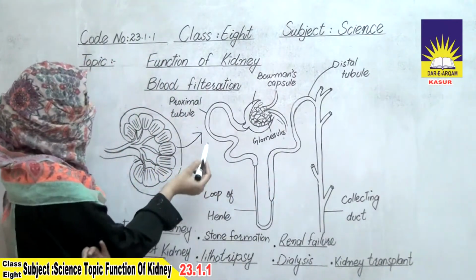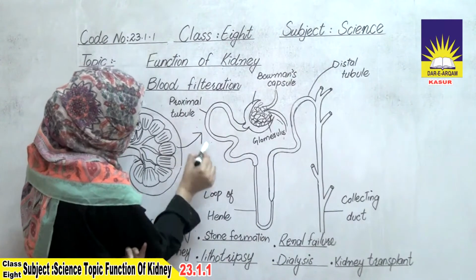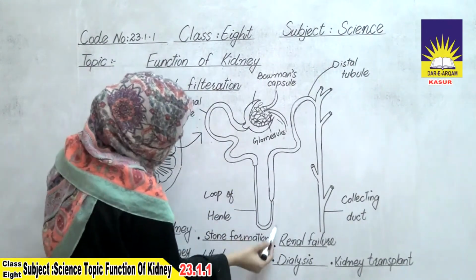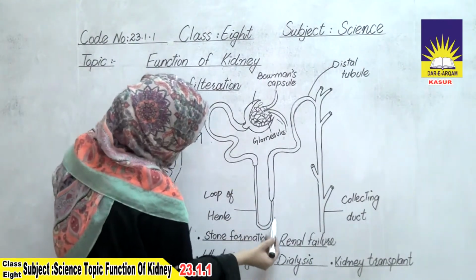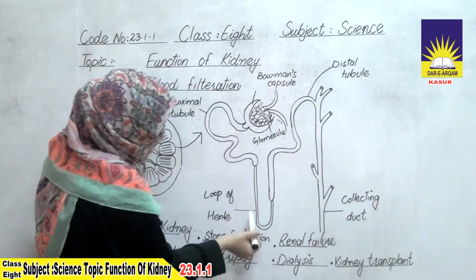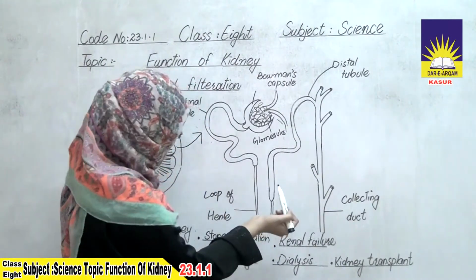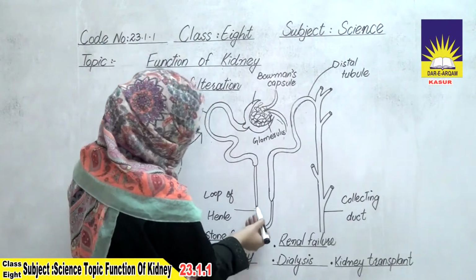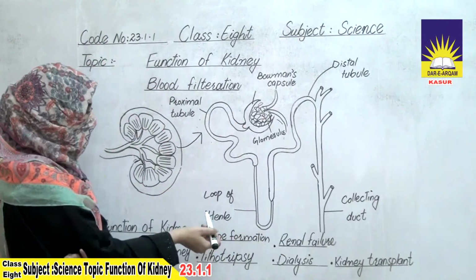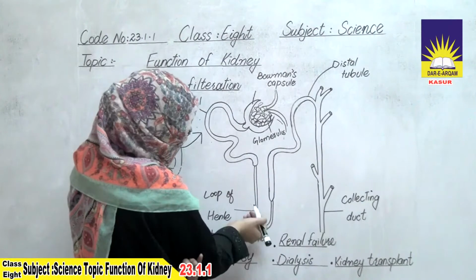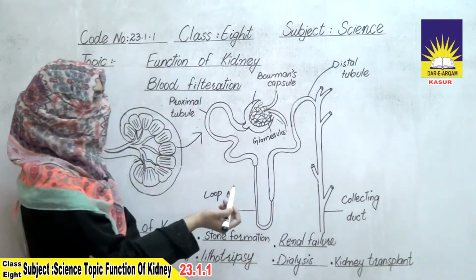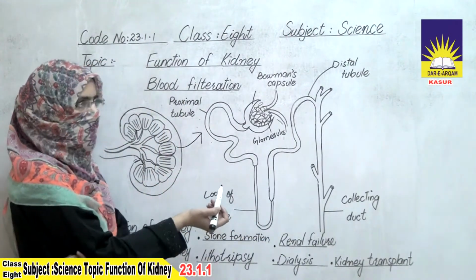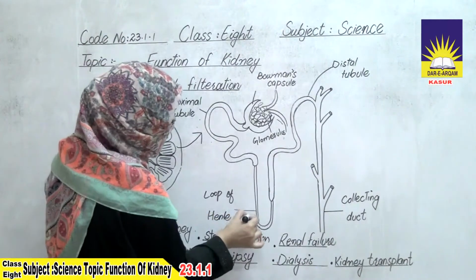When the blood comes into the proximal tube, it transfers into the loop of Henle. It is also a structure of the nephron. In the loop of Henle, reabsorption happens. In reabsorption, also all the useful material, for example glucose and water, are reabsorbed.